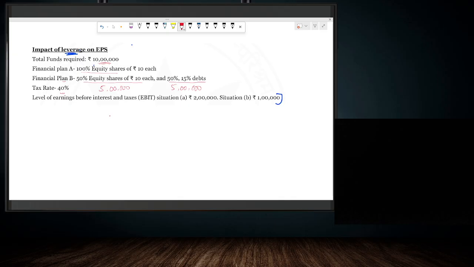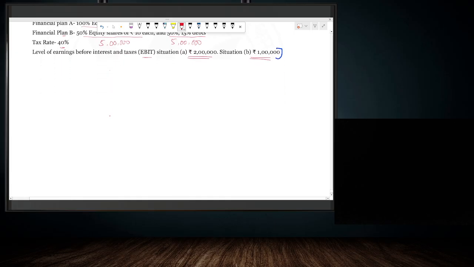The level of earnings before interest and tax, EBIT, of this company is, under situation A, 2 lakh rupees, and under situation B, 1 lakh rupees. Not under plan A and plan B. Within plan A we have two different situations, and within plan B we have two different situations. I hope you are understanding the point. Clear? So now let me prepare the income statement.